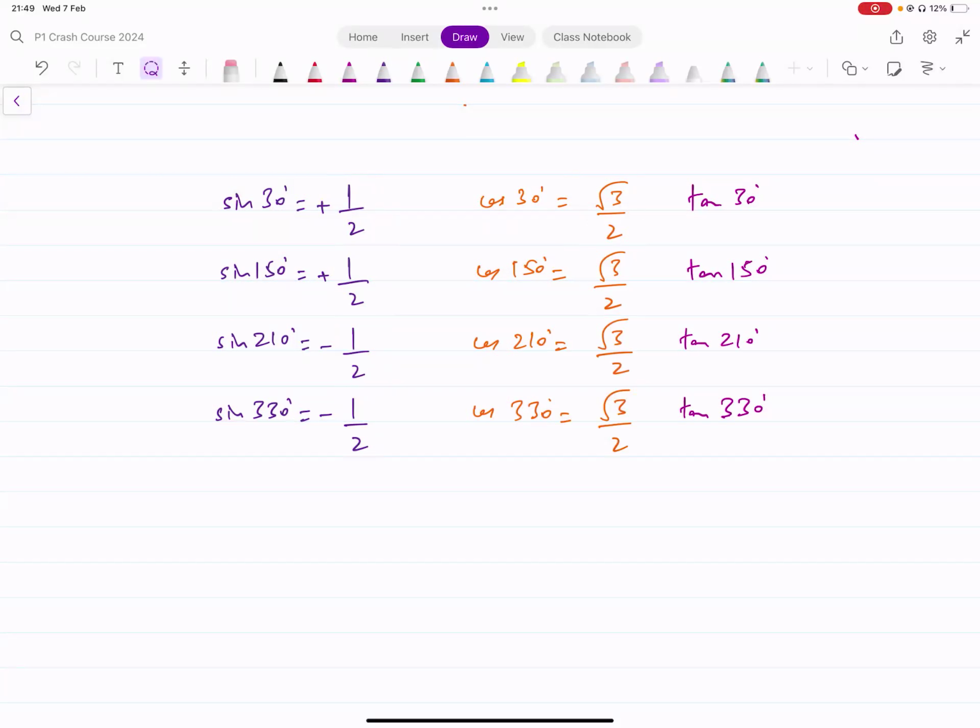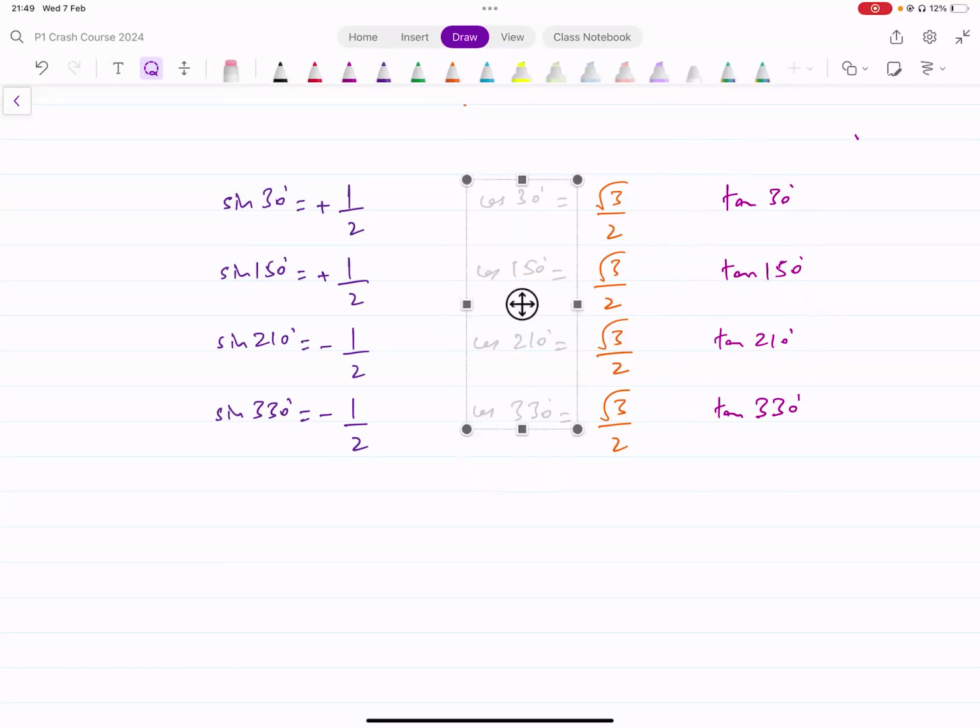All of them are root 3 over 2. The only difference is some of them are positive, some of them are negative. Now, since cos is positive in the first quadrant, the first one is positive. Cos is negative in the second quadrant. This is negative. Cos is negative in the third quadrant as well. This is also negative. Cos is positive in the fourth quadrant. This is going to be positive.